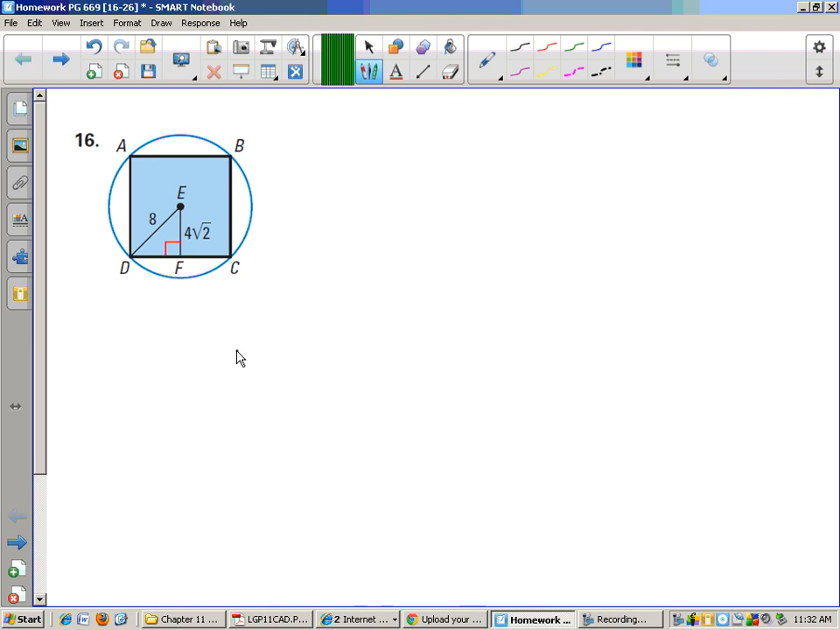What did regular mean? Equal sides, equal angles. Equilateral and equiangular. Basically what I'm asking is, what shape is in the middle here? Yeah, it's a square. Because it's equilateral, it has to be a square, and equiangular. Equilateral could have just been a rhombus. Equiangular could have just been a rectangle.